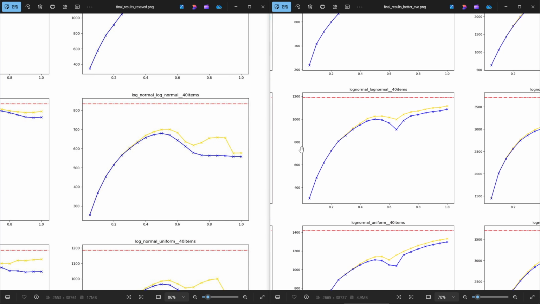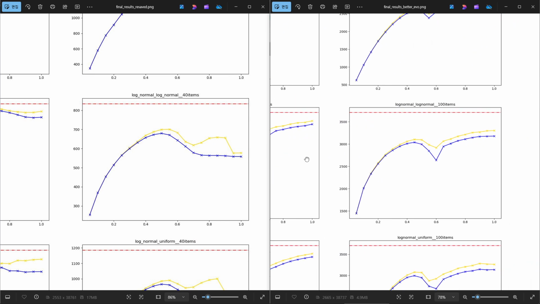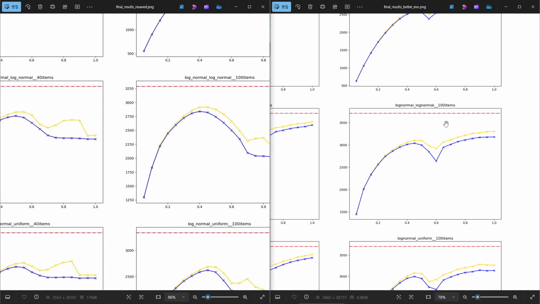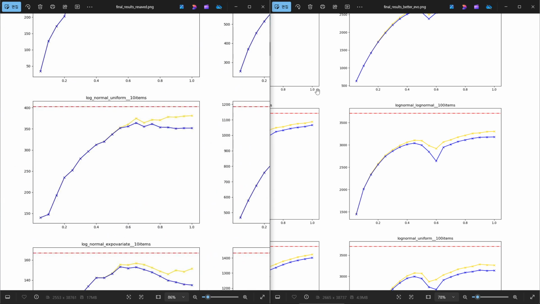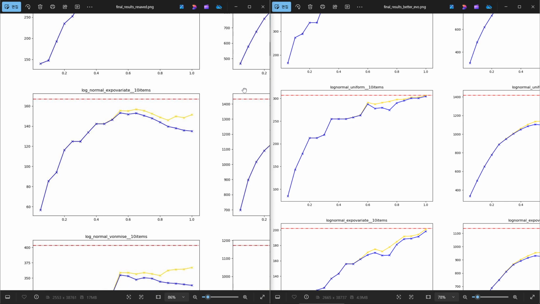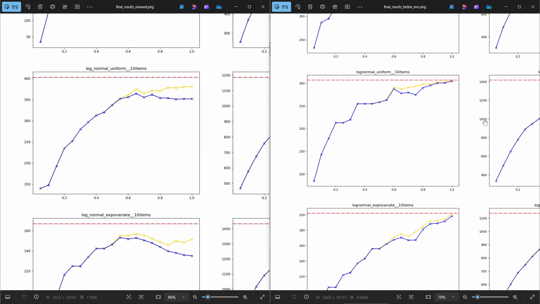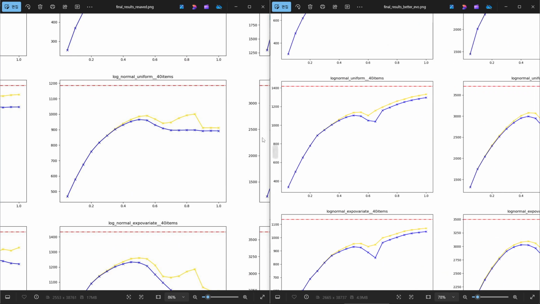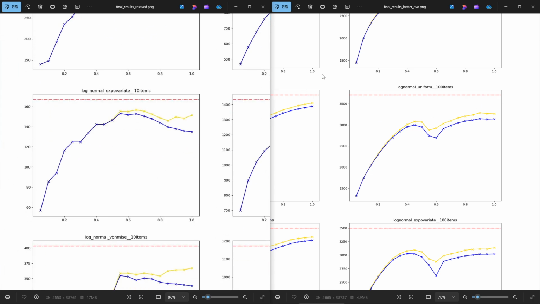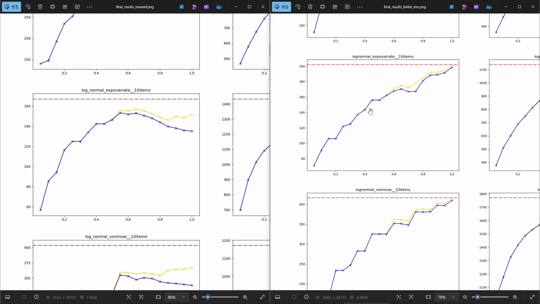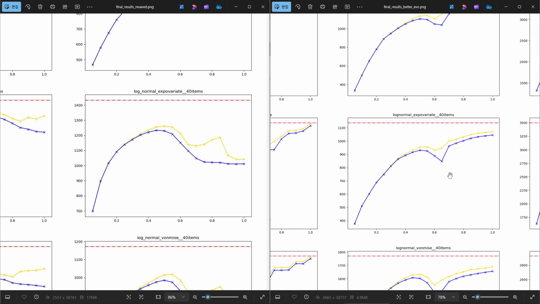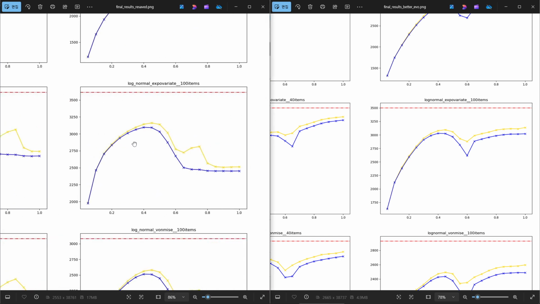Log normal normal, 40 items. We have the M-shaped. We have the sickle here. Now we have an M-shaped graph or plot. Log normal exponential variate. No, log normal uniform. 10 items, 40 items. Yep. Log normal exponential variate, 10 items, 40 items, and 100 items.